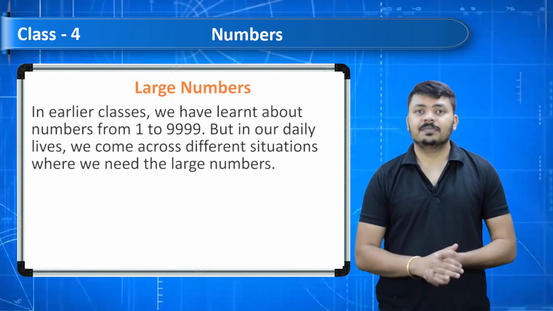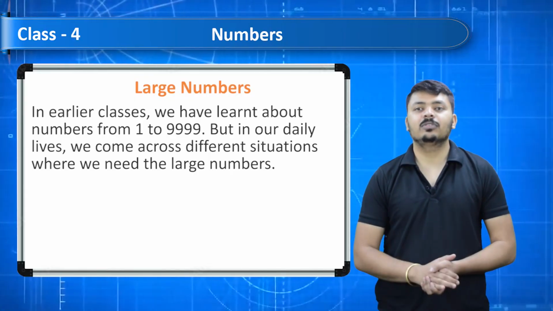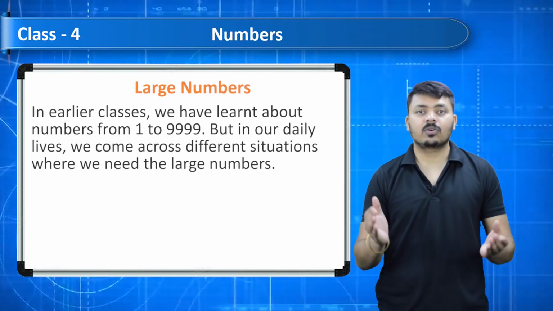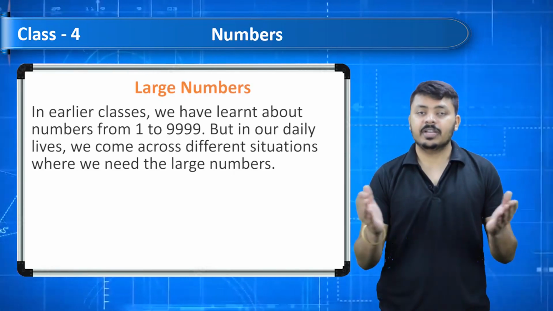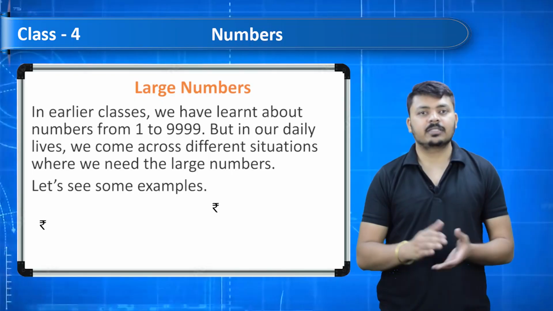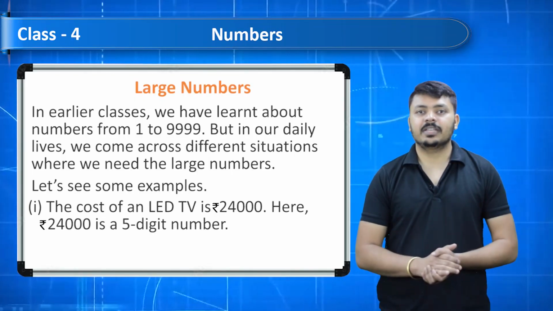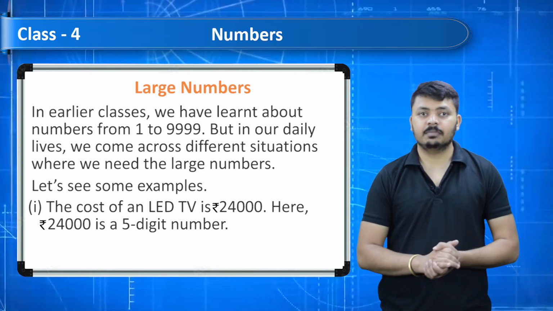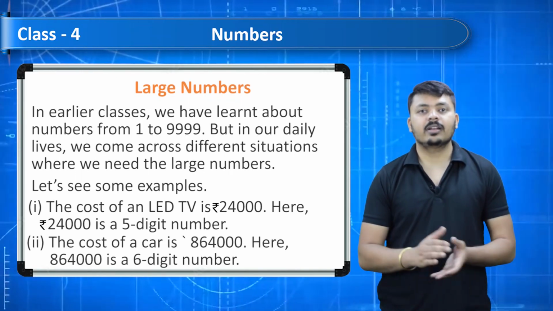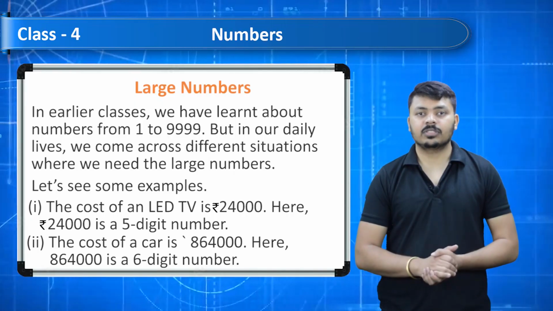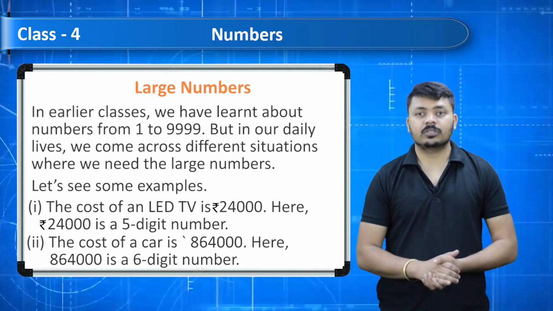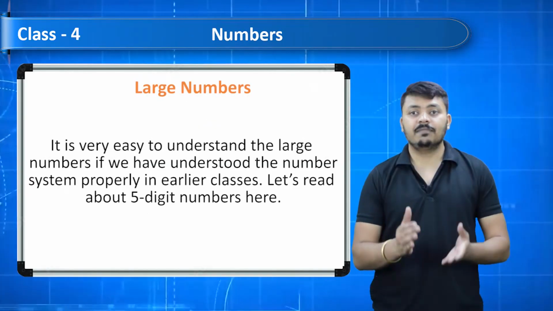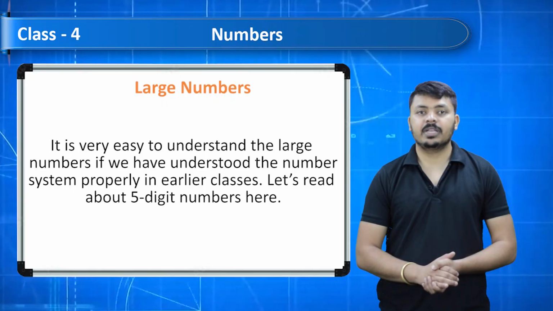In earlier classes, we have learned about numbers from 1 to 9999. But in our daily lives, we come across different situations where we need large numbers. Let's see some examples. First, the cost of an LED TV is 24,000 rupees. Here, 24,000 is a 5-digit number. Second, the cost of a car is 8,64,000 rupees. Here, 8,64,000 is a 6-digit number. It is very easy to understand large numbers if we understood the number system properly in earlier classes.